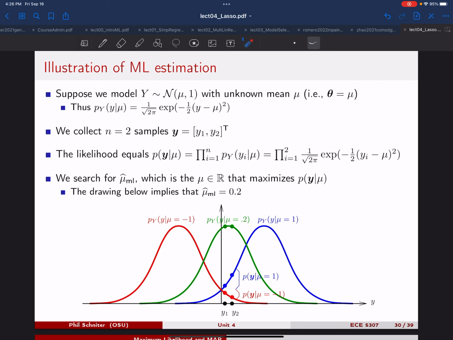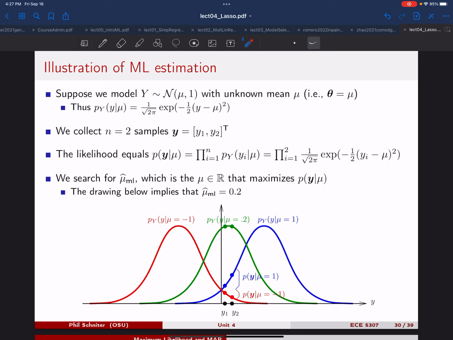Okay, so whatever height the top one is and the bottom one, if you multiply those two heights together, that is the likelihood evaluated at mu is -1. As you can see, that product is not very large. You can definitely make it bigger.